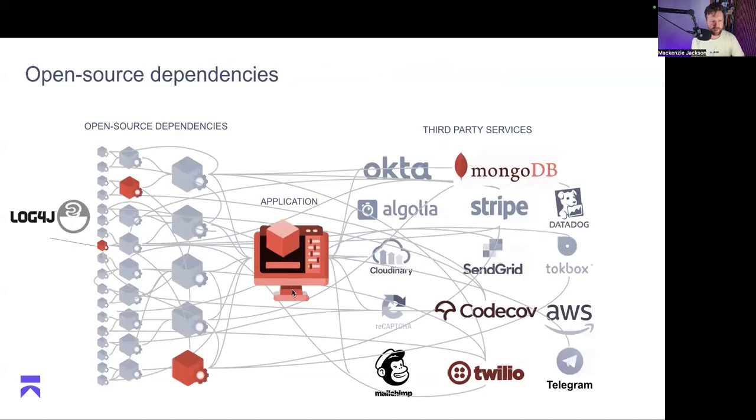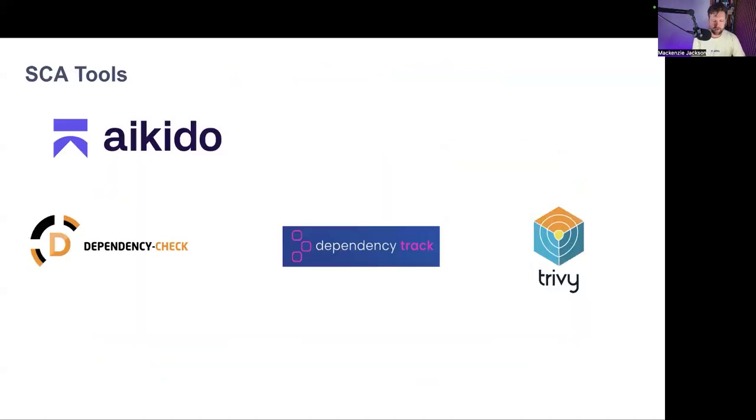So these are a few of the things that happen that we're talking about. So how do we deal with this? Well, there's a number of tools that we use, and they're called SCA tools. There's tools like Aikido, Dependency Check, Dependency Track, and Trivy. And I'll explain how these work. When a security vulnerability or malware is discovered, it goes into a big database. The main one is called the NVD, the National Vulnerability Database.